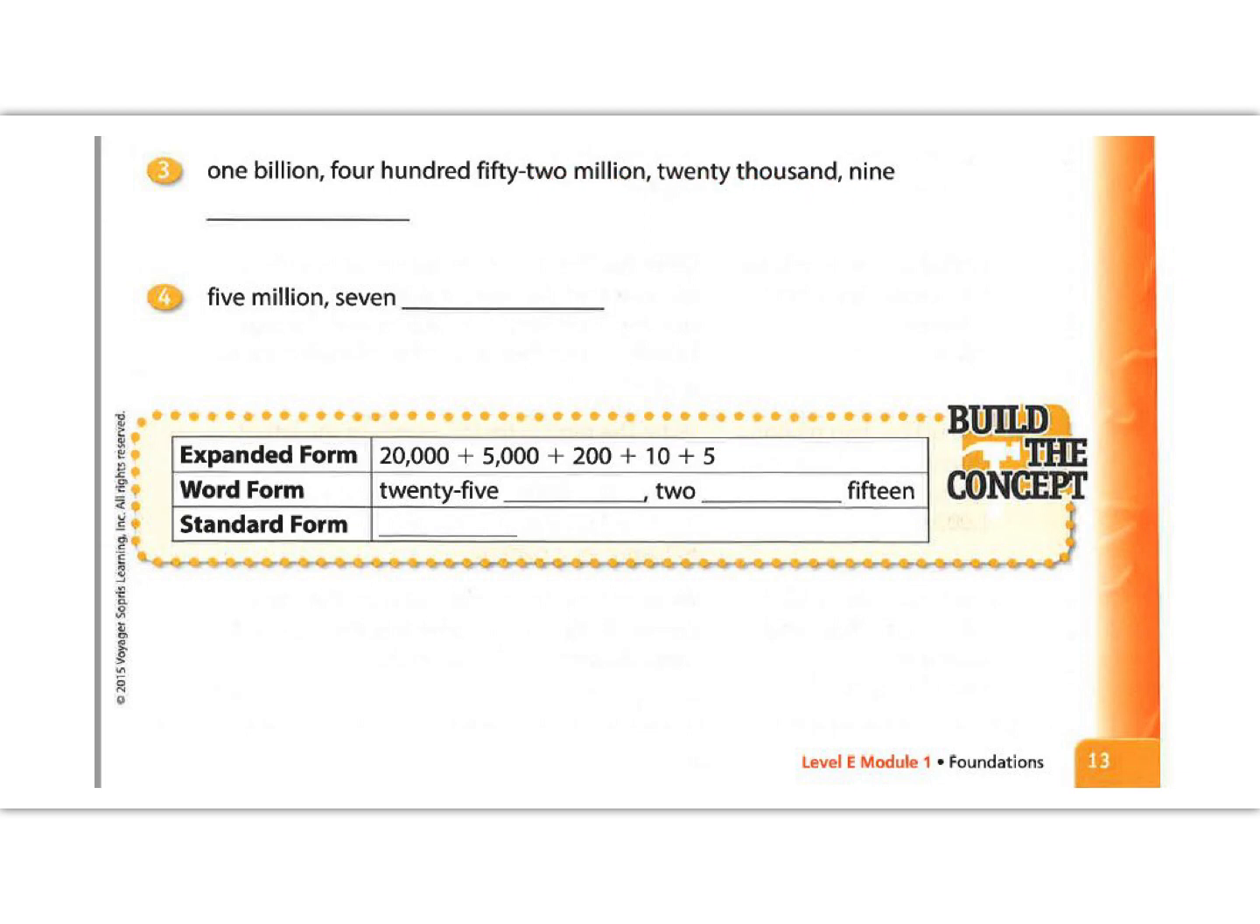1,452,020,009. So we have 1 billion, so we're going to write a 1 and a comma. Then we have 452 million, so 452 million, put a comma. 20,000, so there's no 100,000s, but there's 20,000. And then 9, so no hundreds, no tens, but 9. So you have to really practice reading the number and then writing it out.